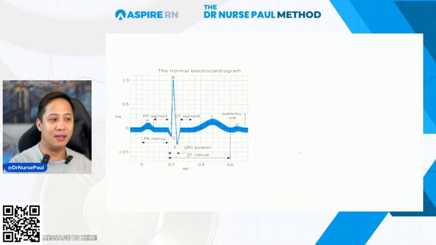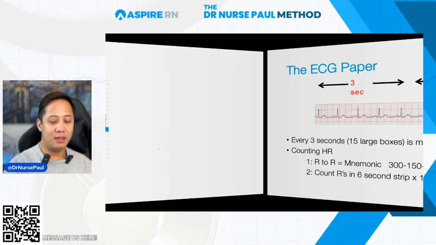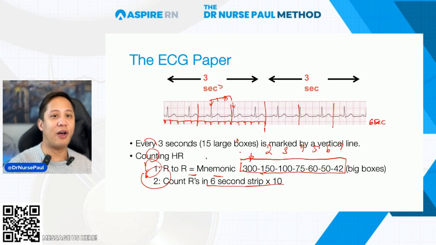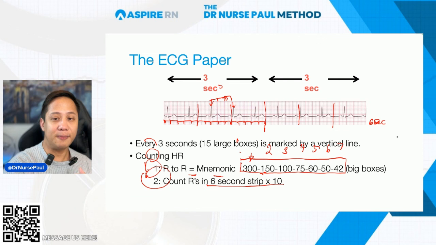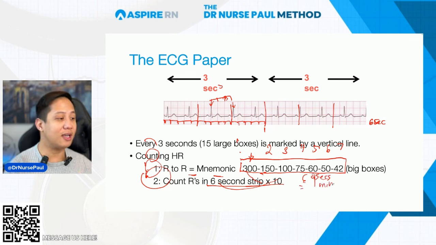Why 10? Somebody asked me, why 10? I don't know. I just follow the rules, all right? No kidding. It's because 6 seconds times 10 is 60 seconds, which is 1 minute, right? And we're checking the heart rate by the minute, right? So that's your 6-second strip.